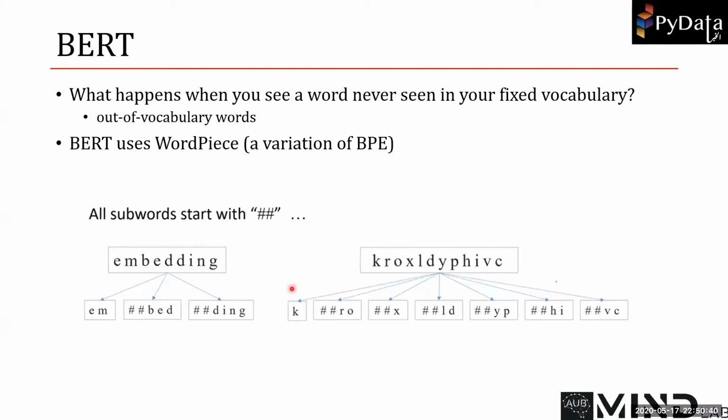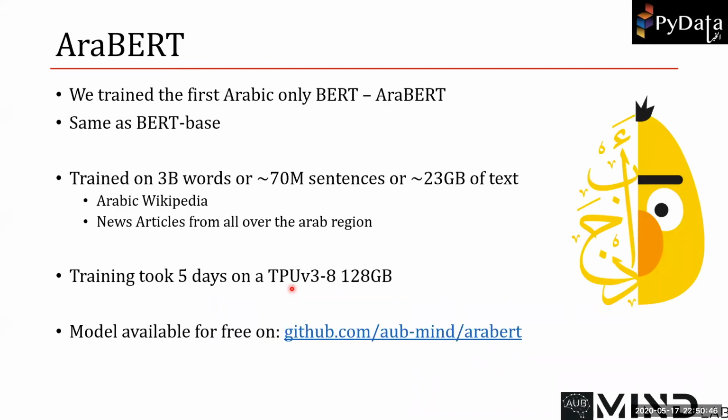And yeah, after that, I will talk about how we did AraBERT. Me and my colleague Fadi Bali, which I believe is in the chat, based our AraBERT on the BERT-base architecture. We gathered 3 billion words or 70 million sentences, which are a total of 23 gigabytes of text. We got these sentences from the Arabic Wikipedia, which is, I think, about 1.2 gigs. It's smaller than the English Wikipedia, which I think is 6 gigabytes.